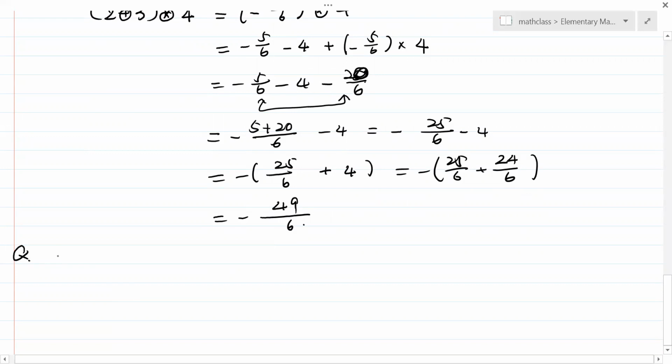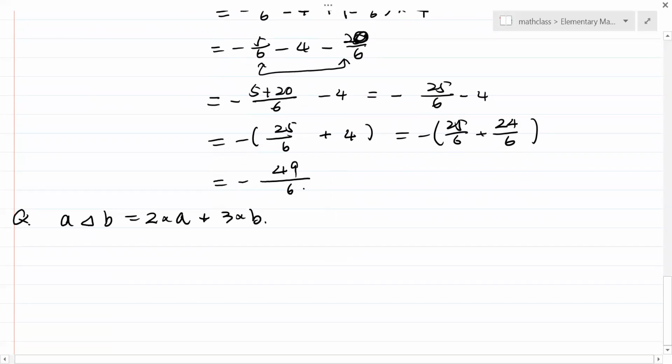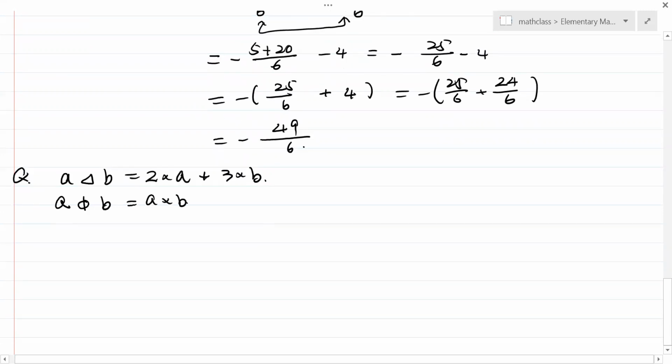We define A triangle B as 2 times A plus 3 times B. And I also define A star B as A times B. That's the usual multiplication. So we're going to compute (2 triangle 3) star 4. Now please do this problem.